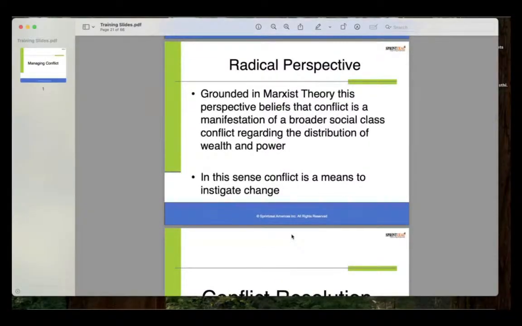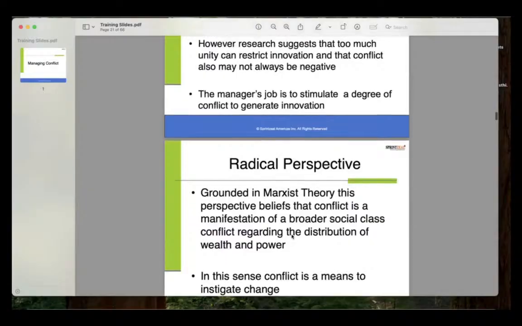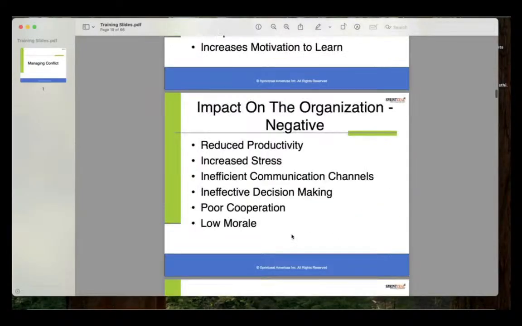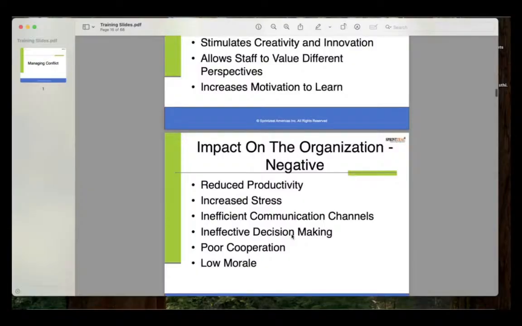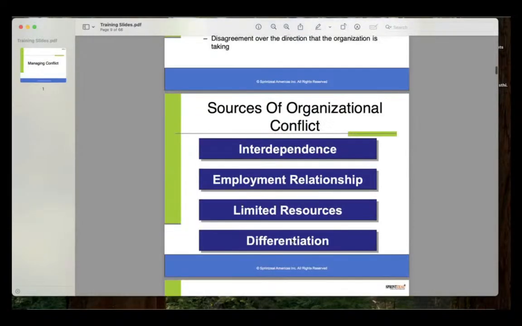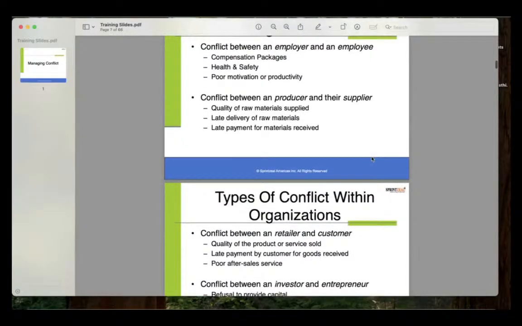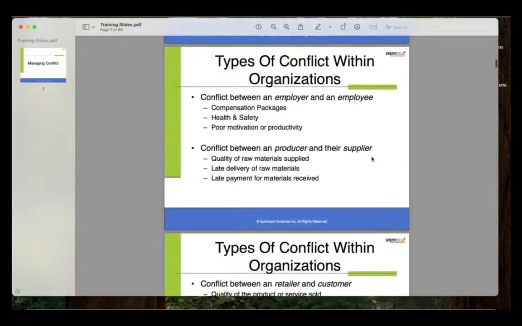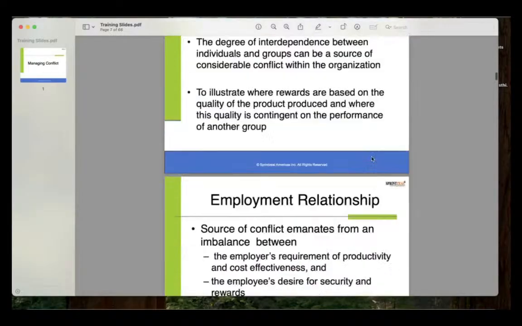Okay, after understanding the perspectives, I'll just give you a little recap. We have seen the perspectives. We have understood the impact on the organization, which is positive and negative. We have understood the four sources of organizational conflict. And before that, we saw the types of conflict within the organization, between employer, employee, and so on.